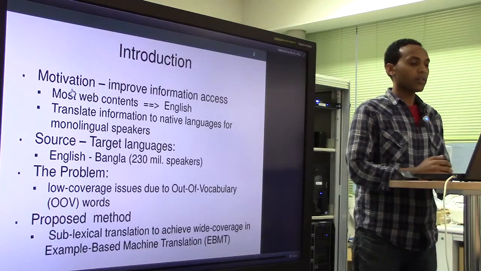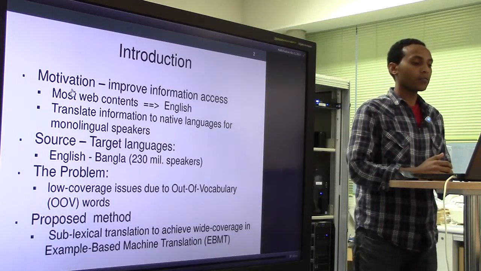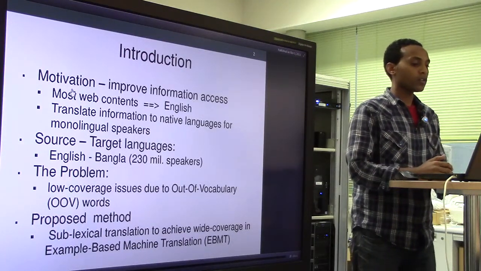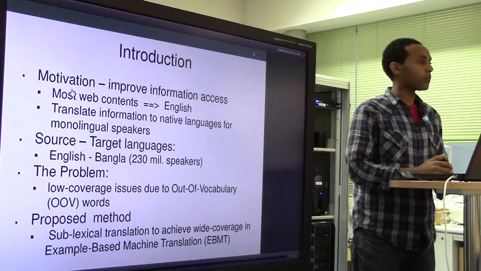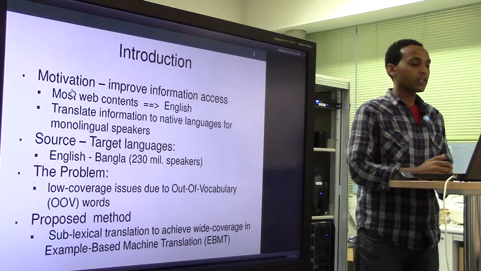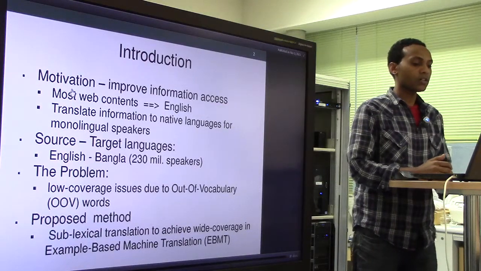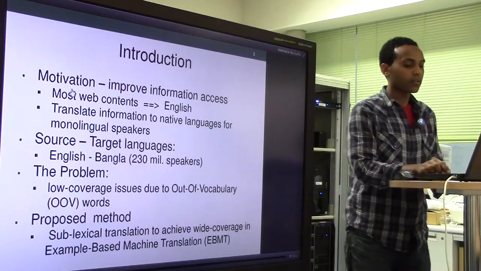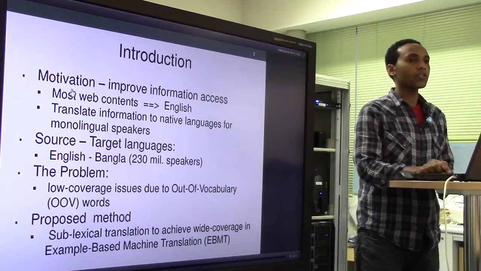So in this paper, the problem that they tried to address was low coverage issues due to out of vocabulary words, and the method that they proposed is sub-lexical translation to achieve more wide coverage of these unknown words during machine translation.